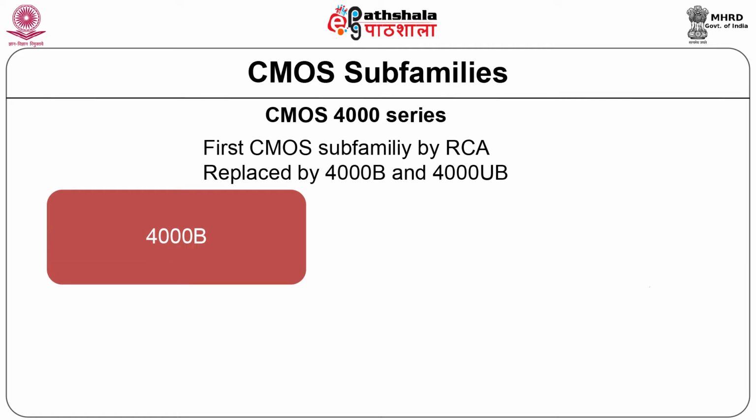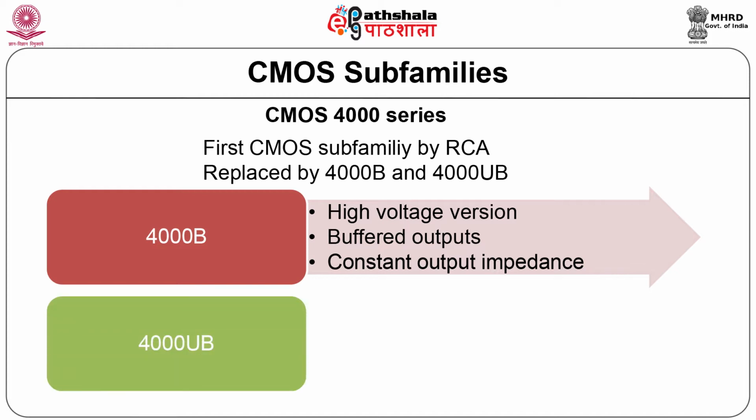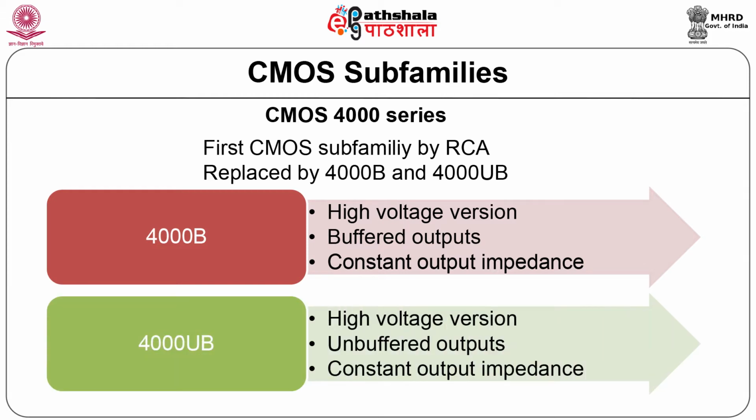The 4000B series is a high voltage version of the 4000A series, and also all the outputs of this series are buffered. The 4000UB series is also a high voltage version of the 4000A series, but here the outputs are not buffered. A buffered CMOS device is one that has constant output impedance irrespective of the logic status of the inputs.